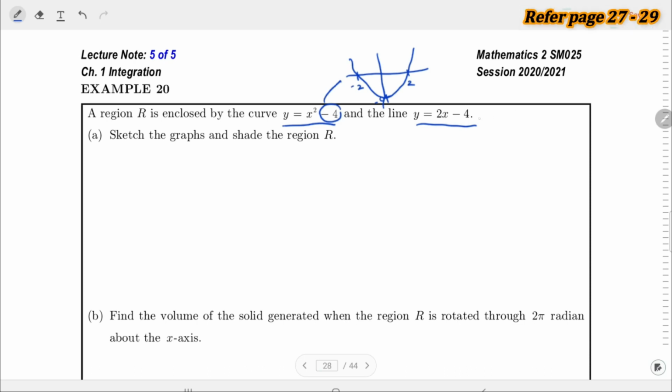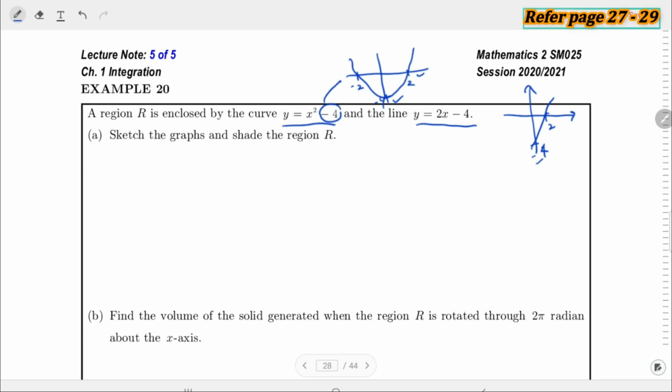How about this linear? This linear is a positive linear, so it also cuts at -4. So both functions cut at the same intersection point on the y-axis, which is -4. And then for the x-axis, when y equals 0, 2x minus 4 gives x equals 2. So this linear also hits at -4 and 2, and the quadratic also hits at -4 and 2.